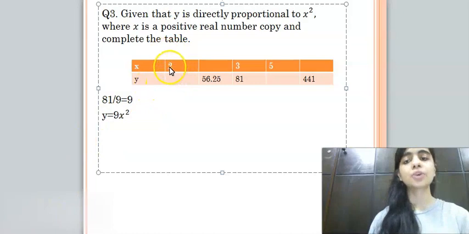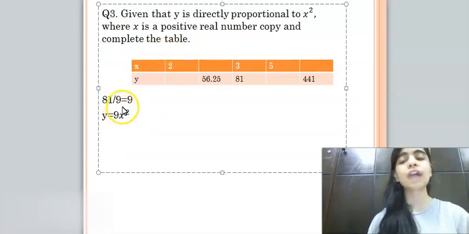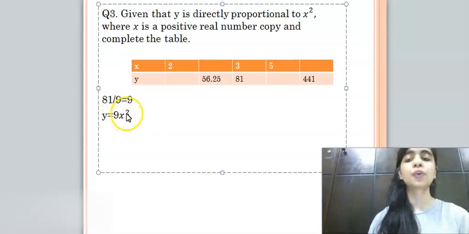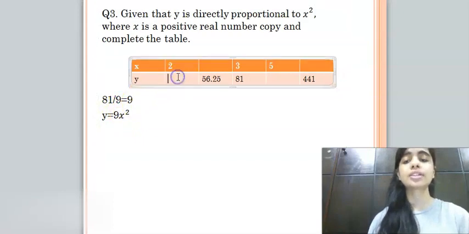Now let's look at the first case. Here my x value is 2. So I will substitute this value in the equation. So 2 square is 4 and 4 multiplied by 9 is 36. So my y value will be 36.